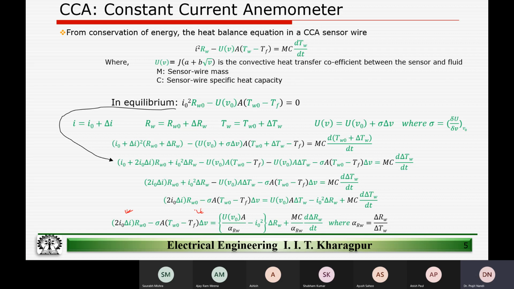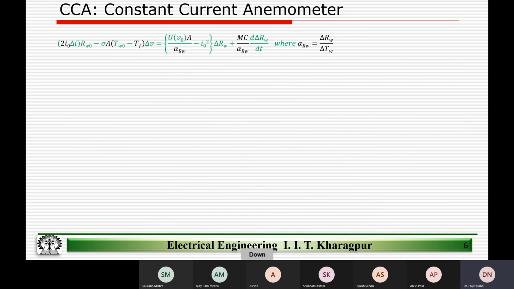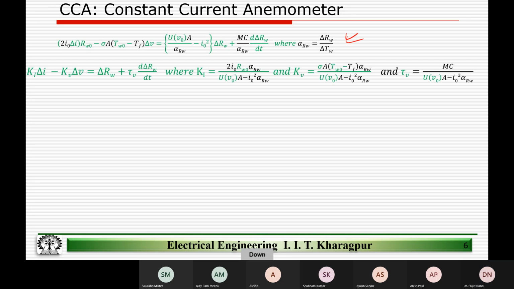The point is, I have taken delta I and delta V as two input variables. I've rewritten that same equation again on this page just for continuity. Same equation is rewritten. With that, now I'm trying to make a mathematical model of the full system. So this term, 2I0 delta I RW0, is one portion, right?